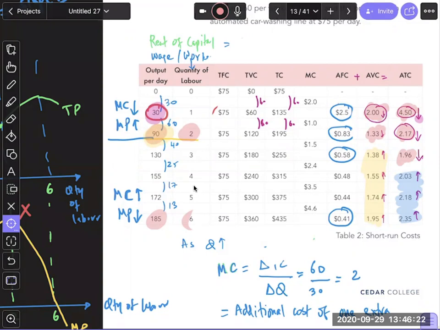Exactly. It's the rate at which. Exactly, Habib, that's right. When MC increases by more than the average, it drags the average up. When MC is below average, it drags the average down. That's a good way to put it, Habib. That's exactly what it is.